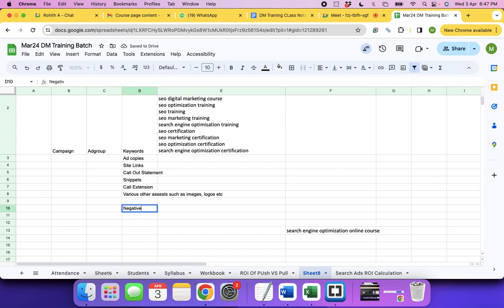Any other terms, guys? Free, correct? What else? Notes, PDF, correct? Material, correct? Books, correct? Correct, guys? People would search all this as well, right, on Google.